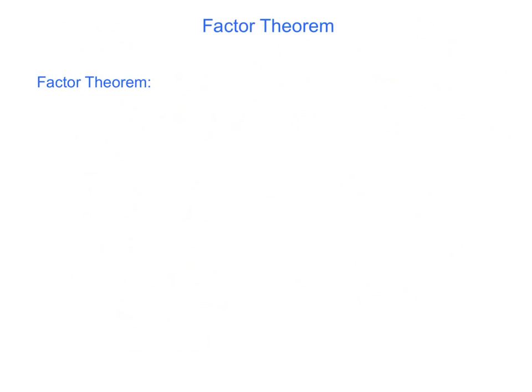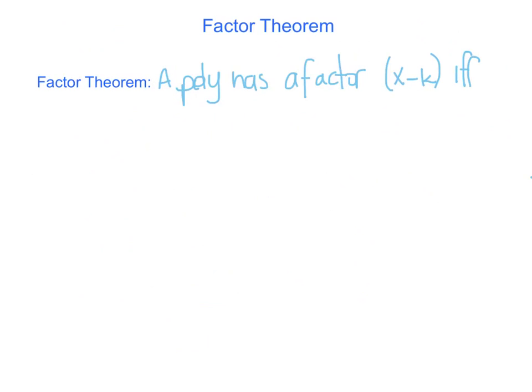Okay, factor theorem says that a polynomial has a factor of x minus k if and only if, you remember that from geometry, that stands for if and only if, the function evaluated at k equals 0, which makes sense because that would mean I have the ordered pair k, 0, which is a solution. It can be used to solve 3 types of problems.